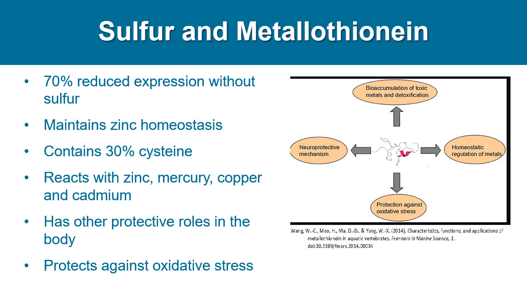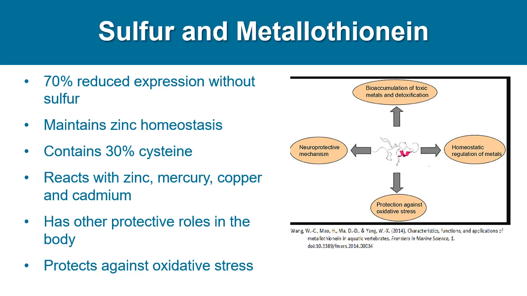There are some thoughts that deficiency in metallothioneine could explain why some people respond poorly to vaccines that contain heavy metals. Its main feature is that it has about 30% cysteine in it, which can react with a number of metals, including zinc, mercury, copper, and also cadmium. But its main important mechanism, again, is regulation of zinc. The main regulation of metallothioneine is the amount of zinc that's taken in.